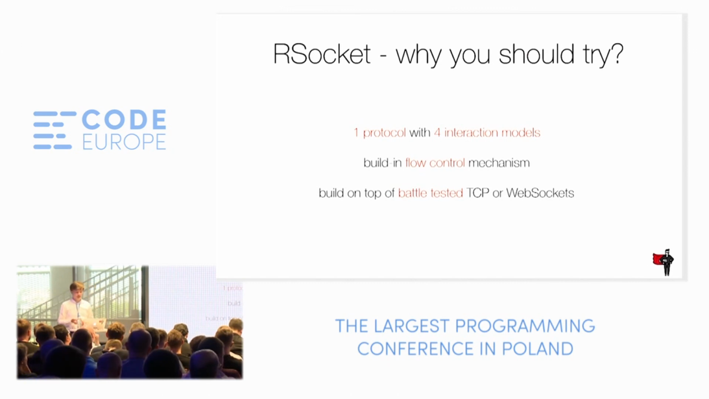That's why you should try it, in my opinion, because it's a single protocol with 4 interaction models, so you don't need to reinvent the wheel of how to do it. You just have it built into the protocol. It has a built-in flow control mechanism, so it allows you to not overload your servers. And what is more, it's reusing the existing transport layers. For example, it is built on top of TCP or WebSocket. So the transport layer is the same, and RSocket is built on top of that, and that's why it can be easily implemented by other languages and frameworks.